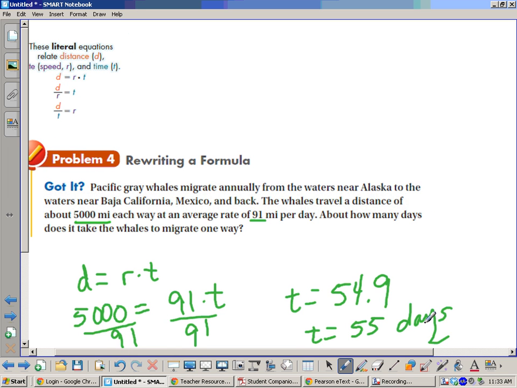So then we'll be doing some more problems very similar to this in class. Go ahead and answer the questions after the video and bring your notes to class with any questions.